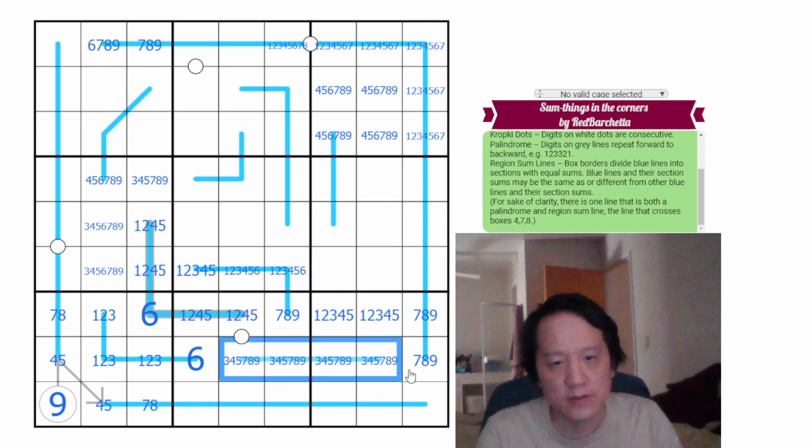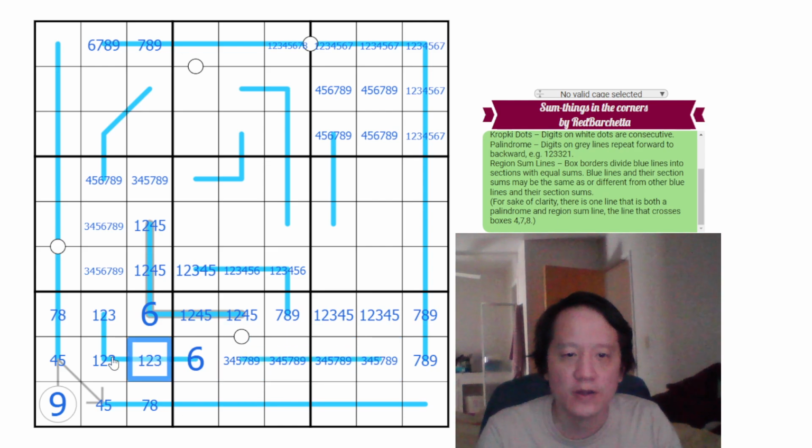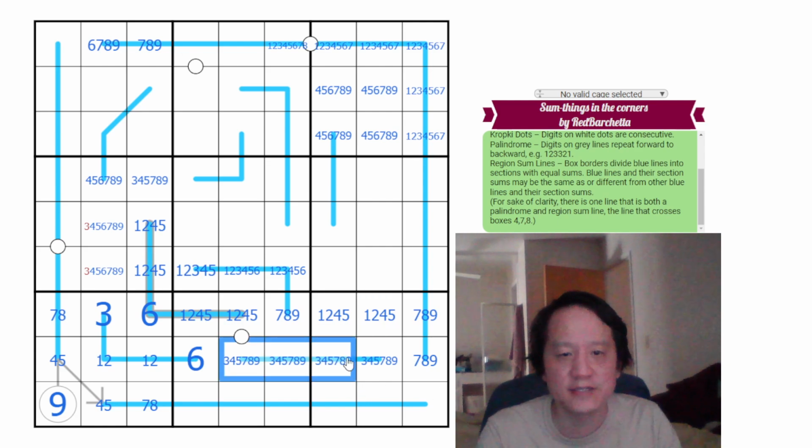But we know that this is 6. So 3 has to be on here. Wait. Where is the 1 and 2 in row 8? It has to be here. So this cannot be 1 or 2. So this has to be 3. So this cannot be 3. Right? So this has to contain a 3.